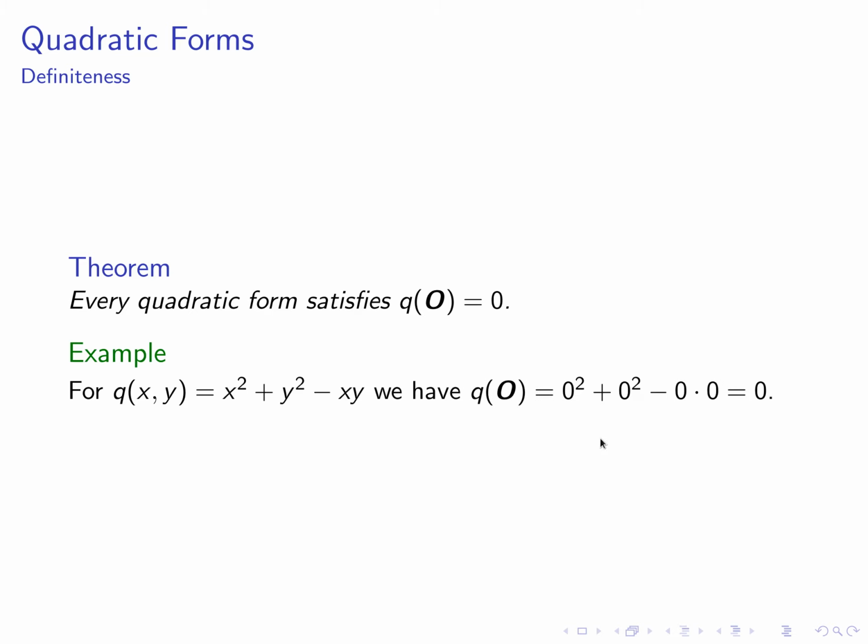We can see this with an example. So let's say our quadratic form was on 2 variables, and the formula was x squared plus y squared minus x times y. Well, if we were to plug in the 0 vector into this formula, we would get 0 squared plus 0 squared minus 0 times 0, which is certainly equal to the number 0. So whenever we set all of the variables equal to 0 in a quadratic form, the value that the quadratic form spits out is 0.